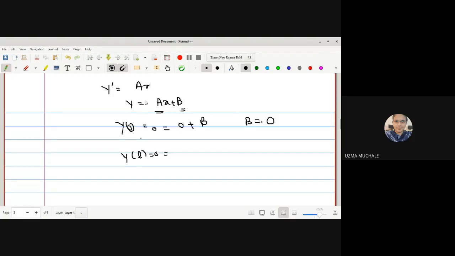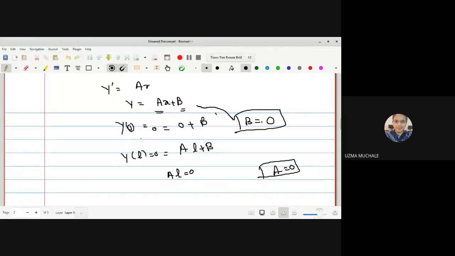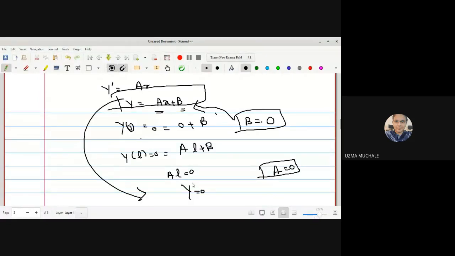So just put up in this equation. So a into l plus b. But already we got the value of b is 0. Which means that al is equal to 0. As l is non-zero, we can say a is also equal to 0. Substituting a and b equal to 0 in our solution, y of x is equal to ax plus b. So what I get, y equal to 0. So which means that whatever the solution we have found for the differential equation is a correct one.